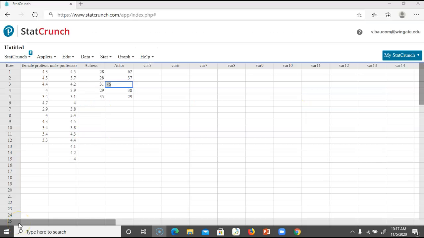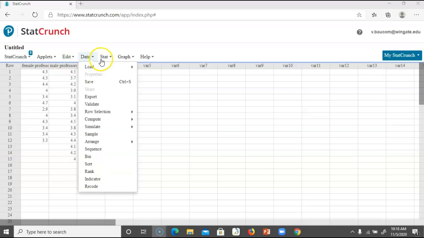I want to show you how to do this problem on StatCrunch. I've already entered the data for the female professors and for the male professors. One thing you may notice is that when we're talking about independent samples being compared, you do not have to have the same number of data values in each data set in order to do this. So we're going to use the female professors and male professors columns.